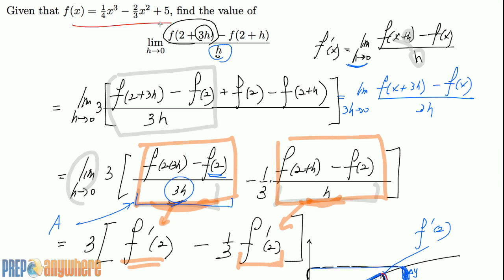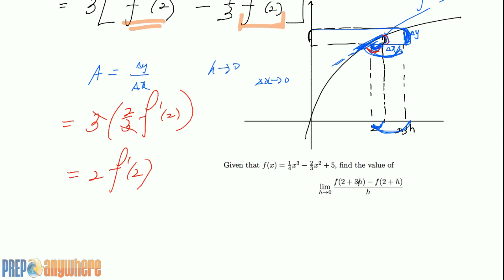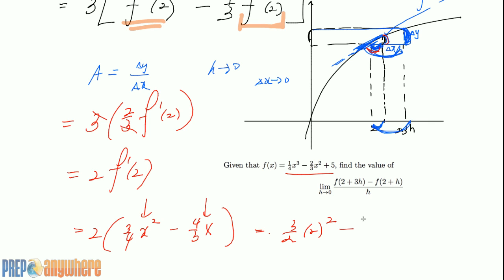So I hope you're convinced that now this is 2 times 2 over 3 f prime at 2. So let's just differentiate this. This is 2 times, let's differentiate that, and you get 3 over 4 x squared minus 4 over 3 x, and you have to replace the x with 2's. Let me multiply 2 in, you get 3 over 2 squared minus 8 over 3 times 2. So what is that? 6 minus 16 over 3, 18 minus 16 over 3. So the slope, or this value, is exactly 2 over 3.